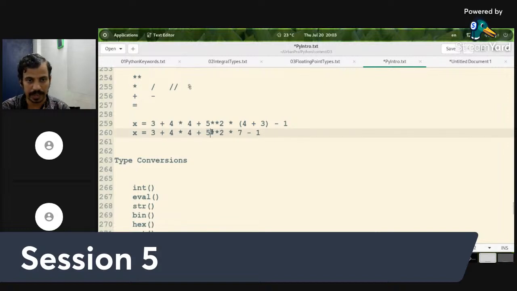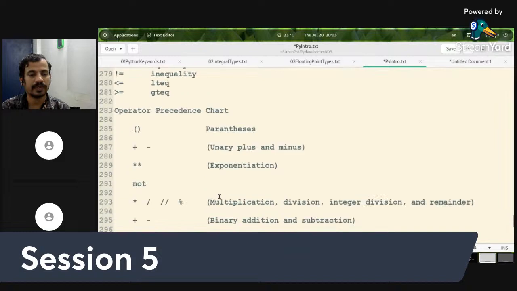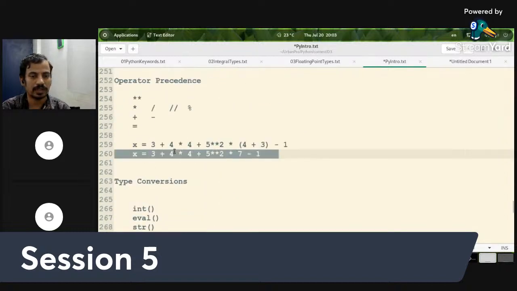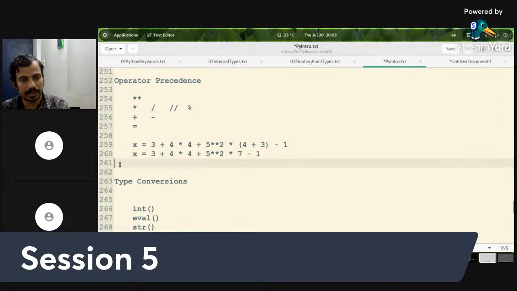Star has the highest precedence when compared to anything else here, equal to, plus, star. If we refer to our table, exponentiation is at the top compared to the others in our expression. So this gets evaluated as, what should I replace 5 star 2 with? 5 raised to the power 2 is 25.